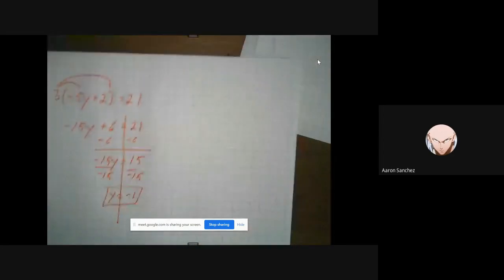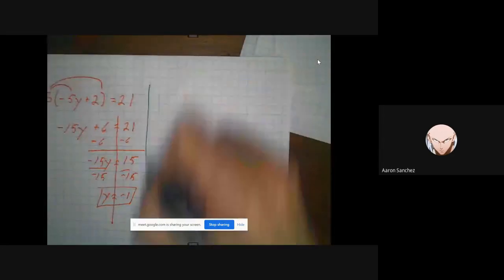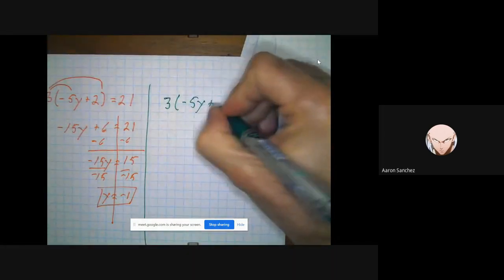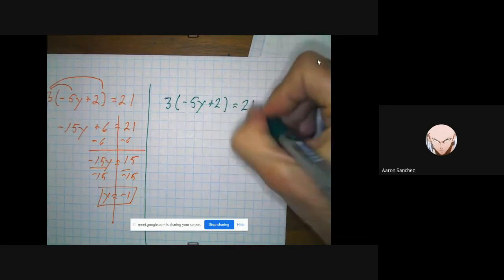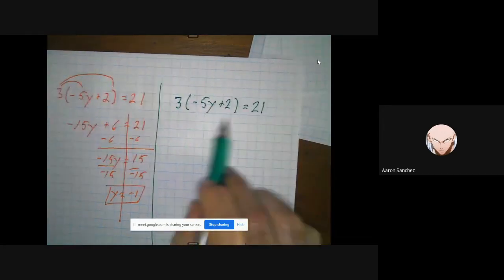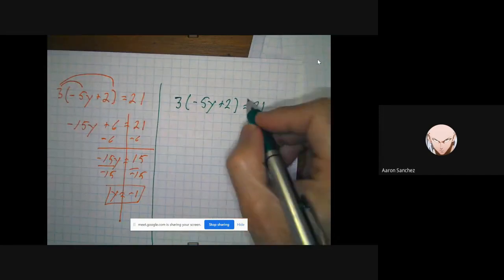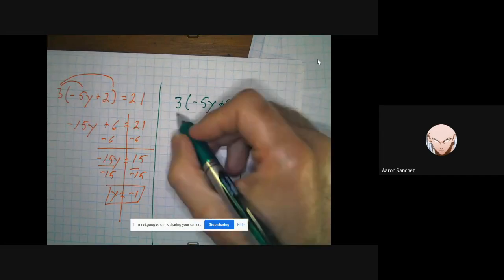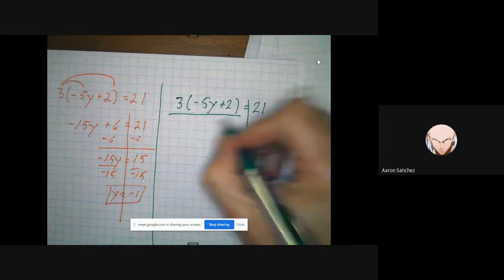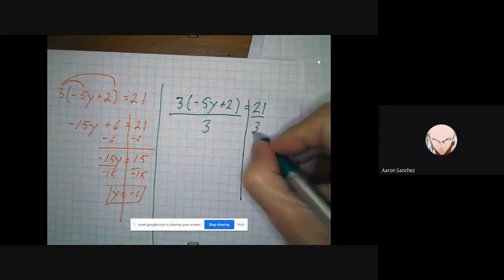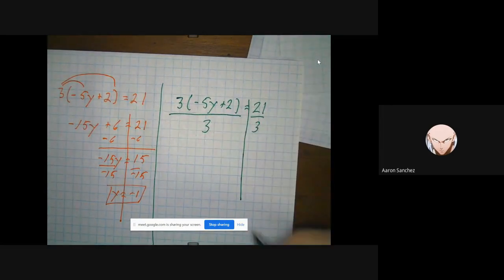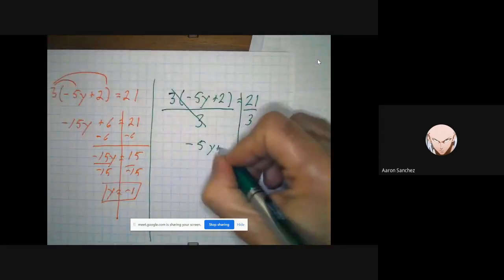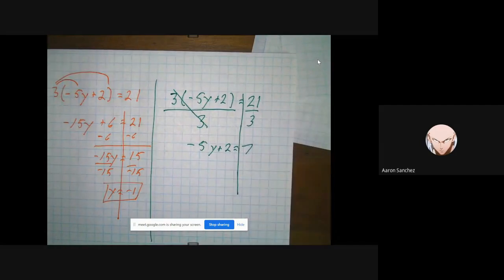Okay. Now here's another way we can do it. See if I can fit it over here. Watch this. Some of you might like this. Now, since there's only one parentheses on this side, and there's just a number here, what I can do is say, hey, it's 3 times -5y plus 2. Instead of distributing, you know what I could do? I could just get rid of the 3 by dividing by 3 on both sides. Now I don't have to use the distributive property and have smaller numbers. So now this is -5y plus 2 equals 7. So I could do that.